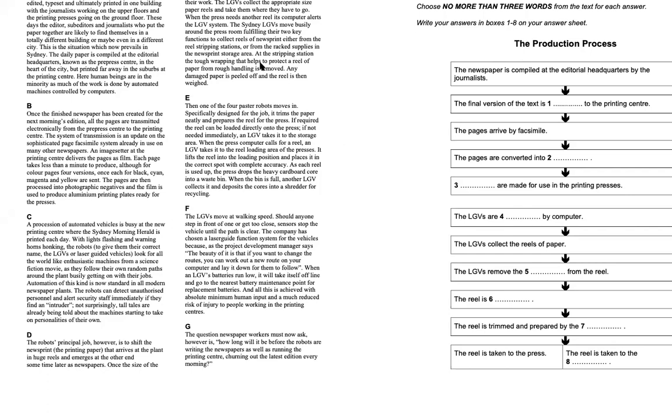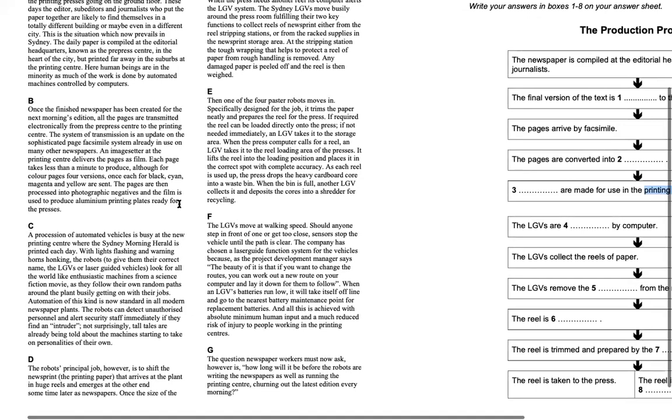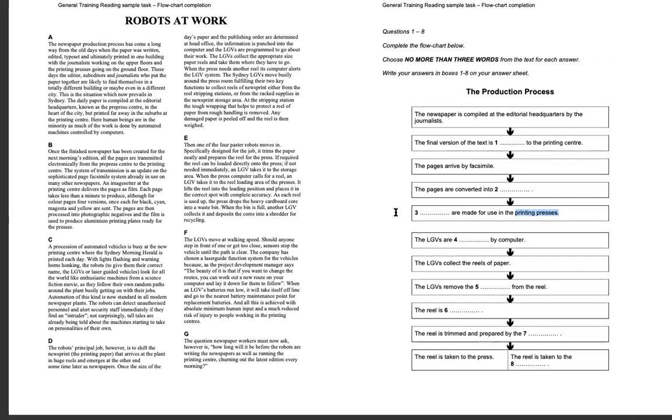Okay, so the first answer and second one we discussed already. The third one: dash are made for use in the printing presses. So dash are. We know this is a noun in the plural form because our verb, see, is are. Are made for use in the printing presses. So printing presses is where we have to go scanning. So made for use or used for printing presses. Okay, let's see. Pages are then converted into, where was the last one? Are processed into photographic negatives.